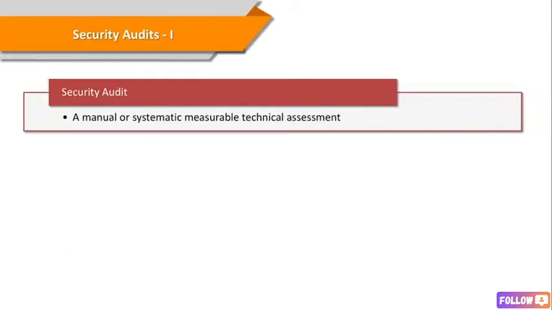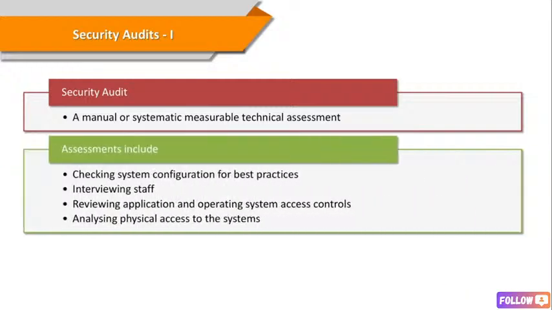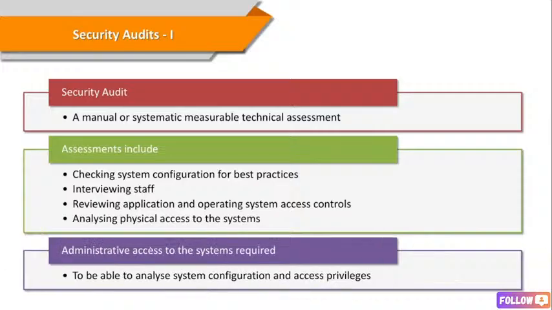Now, a computer security audit is a manual or systematic, measurable technical assessment of a system or application. Security audit assessments include performing security vulnerability scans for best practices, interviewing staff to understand the level of information security awareness, reviewing the access controls of the applications and operating systems, and analyzing the physical access to the systems. An important point to take into consideration is, in order to be able to get the most accurate results, we should perform the security audits with admin privileges.